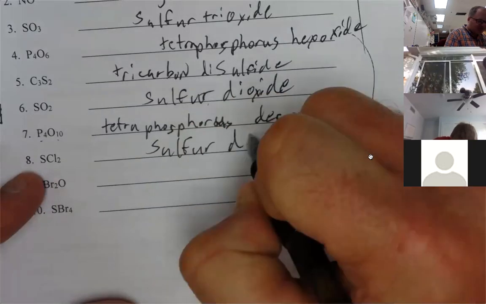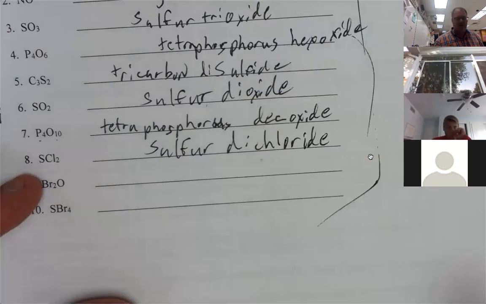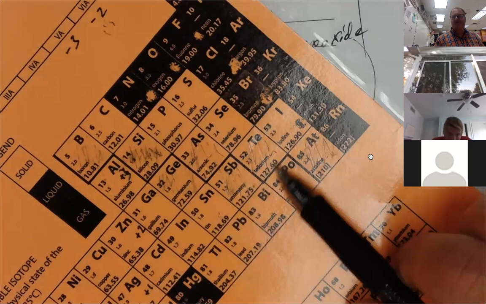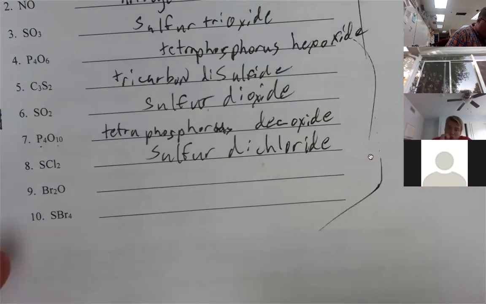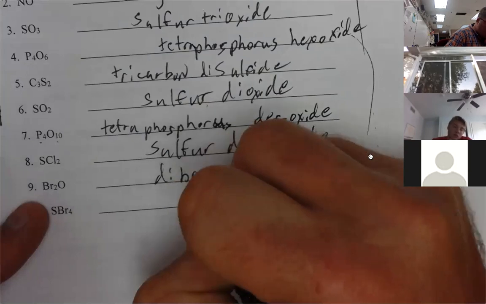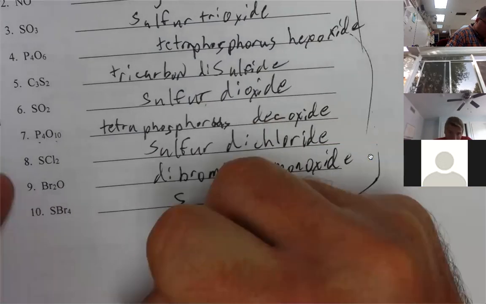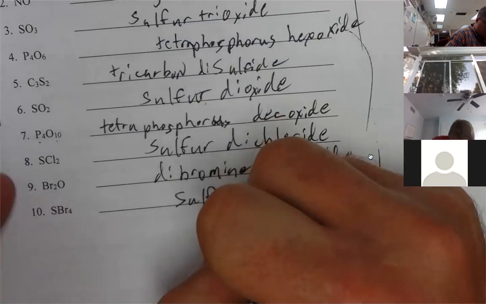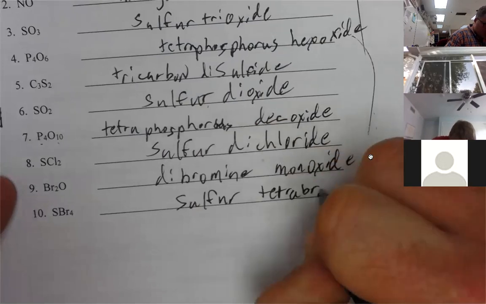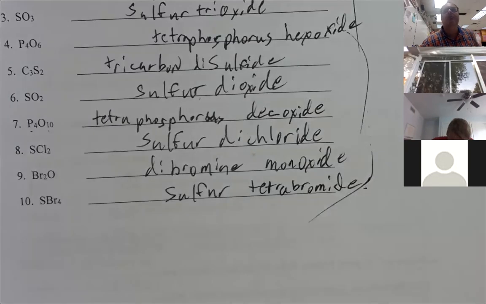You can see we do use a lot of the same ones here. That's because this is the non-metals, right? The nonmetals. So there's a limited number versus all of the metals that we have. Dibromine monoxide and sulfur tetrabromide. Bada boom, bada bing. Easy enough.